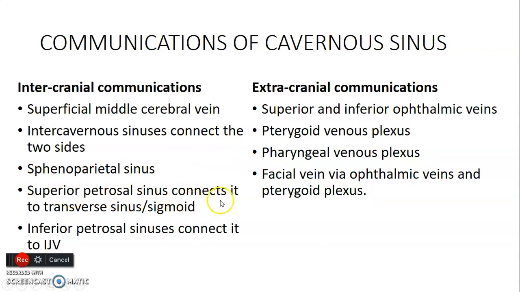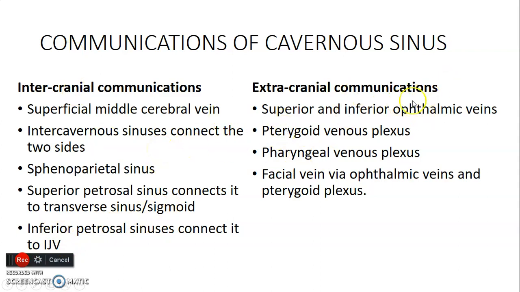Remember, the superior petrosal sinus connects the cavernous sinus to the transverse sinus. When the superior petrosal and transverse join, they form the sigmoid sinus. Then the inferior petrosal sinus carries blood from the cavernous sinus and joins the sigmoid sinus to form the internal jugular vein. So those are the intracranial communications.